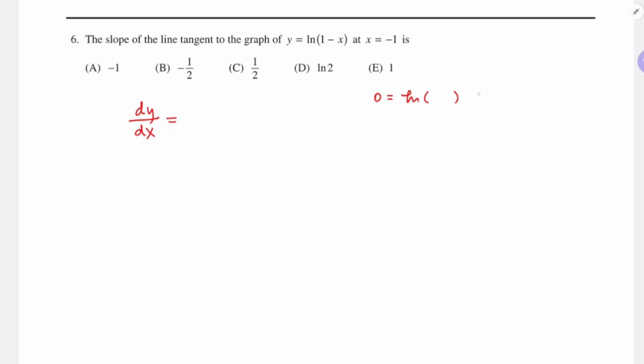Okay, so on the outside I've got log of the inside, 1 minus x. Derivative of log of a thing is 1 over that thing times the derivative of that thing. The derivative of 1 minus x is going to be -1. So outside prime times inside prime equals 1 over 1 minus x multiplied by -1. Okay, so I call that -1 over 1 minus x, and then I'm going to plug in x equals -1.